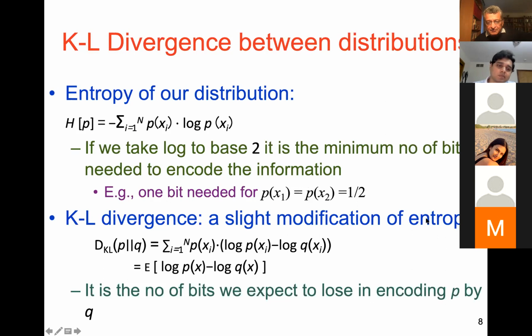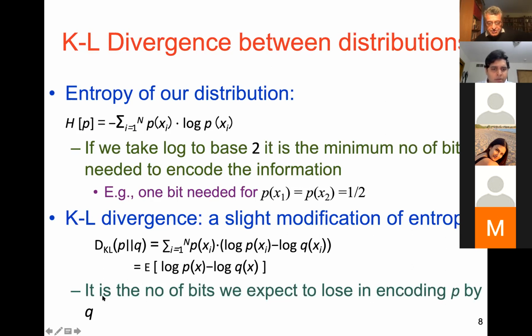KL divergence is a slight modification of entropy. So how do you define the entropy between 2 distributions? It says it's summation P(xi) times log P(xi) minus log Q(xi). So this says, supposing I replace my P distribution with a Q distribution, the KL divergence between the two is written like this. And we say that is the expected value of log P(x) minus log Q(x). Taking a logarithm of the probabilities, expected value over all the samples you have got.